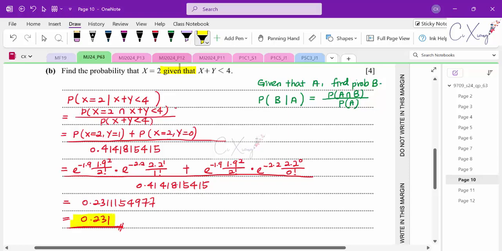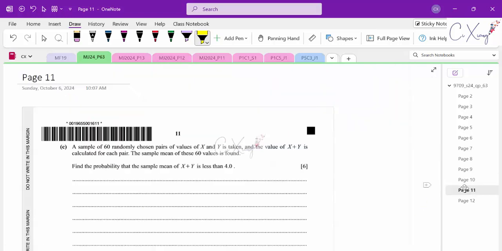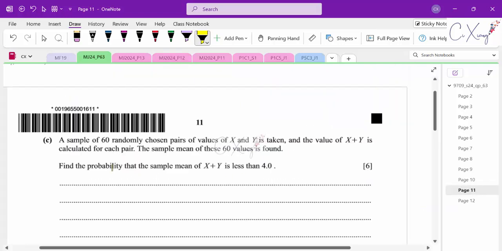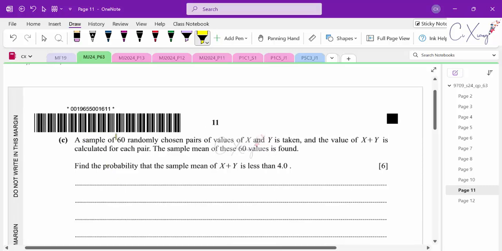Right, so this is what we get for part B. Then let's continue to part C. A random sample of 60 pairs of x and y is chosen, and they calculate x plus y. The sample mean for these 60 values is found. Find the probability that the sample mean of x plus y is less than 4.0.